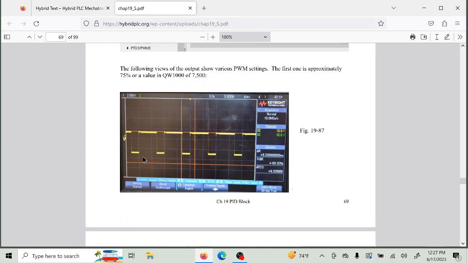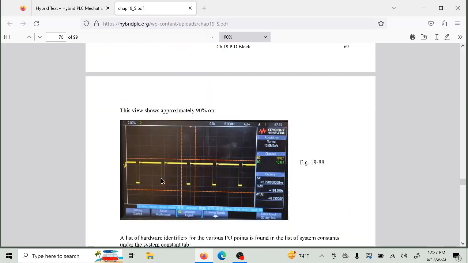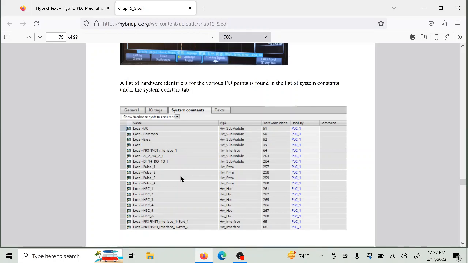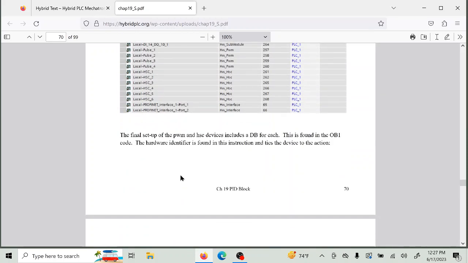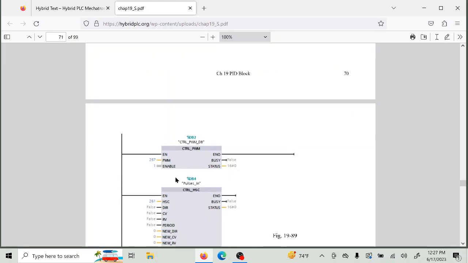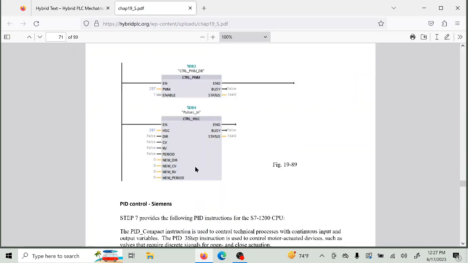So for instance, this would be a pulse width modulated output at about 75% on. This would be about 90% on. You can see the percentage of time that the output is on gives me an analog value. It works very well for analog. And it's cheap, and it works very well in most of the applications that we have. In order to do that, you have to have a setup for each of these, the pulse width modulated control signal, and also the high-speed counter, which is shown here.